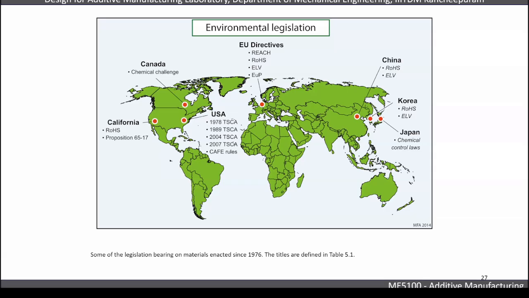So I talked about regulations, right? I think the European Union has a lot of regulations. They are the first one. California is another state which has the highest number of regulations in the US. This is the most regulated state. REACH is the one that I talked about: Registration, Evaluation, Authorisation and Restriction of Chemicals. RoHS is restriction of hazardous substances. End-of-life vehicles, right?